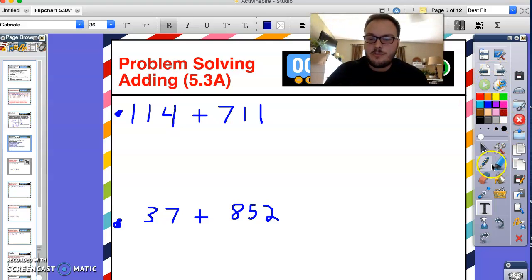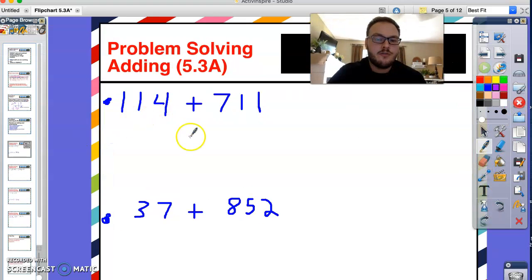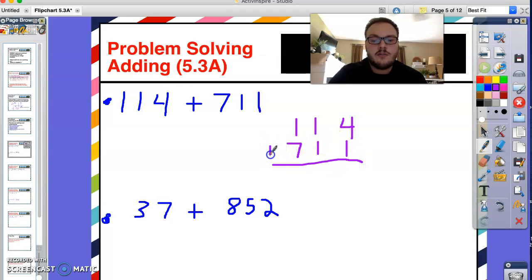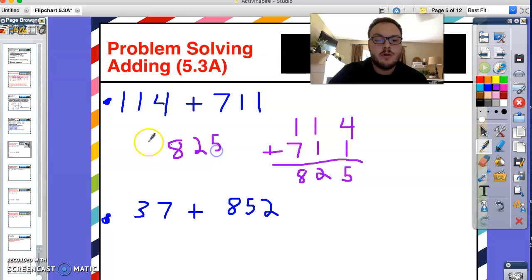Let's actually get to some problems to solve. So first, we have 114 plus 711. So going to our steps, we need to write it up and down. After we do this, we start on the far right, and we're going to use the operation. We see it's adding, so we need to add. 4 plus 1 is 5. We don't need to regroup anything. 1 plus 1 is 2. And 1 plus 7 is 8. So we see we got a sum of 825. And remember, a sum is a solution to an addition problem.